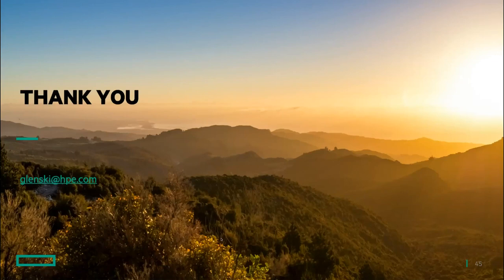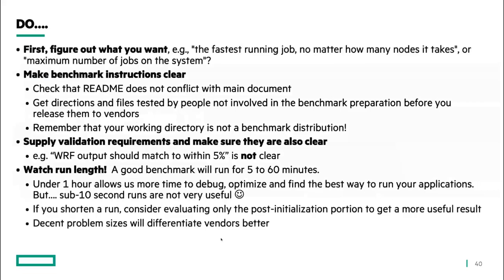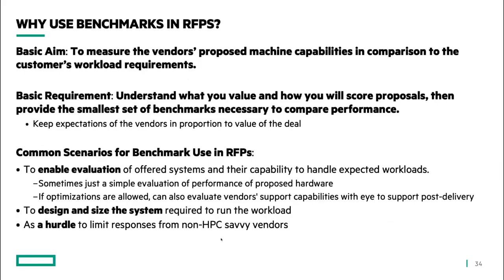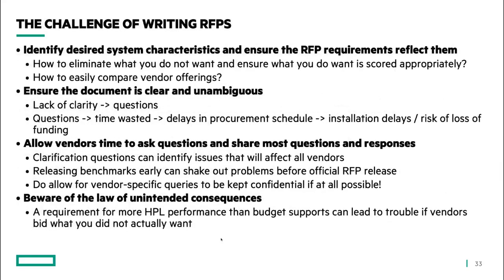So then going back to slide 33, Joe, the question was, could you give an example of the law of unexpected consequences? Sure, and it's kind of alluded to on the slide here. We've seen procurements come out where the customer has a set amount of budget, that's very common, and they also said, we need to achieve this number on an HPL Linpack run.